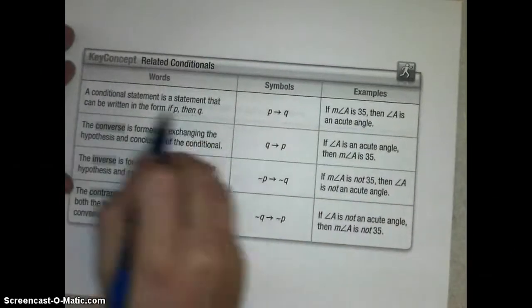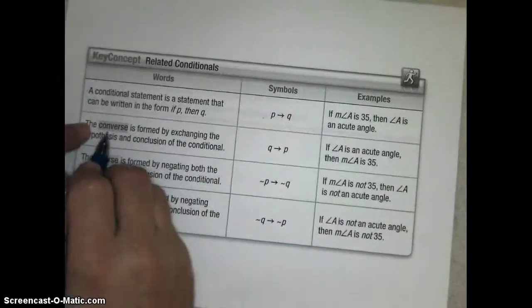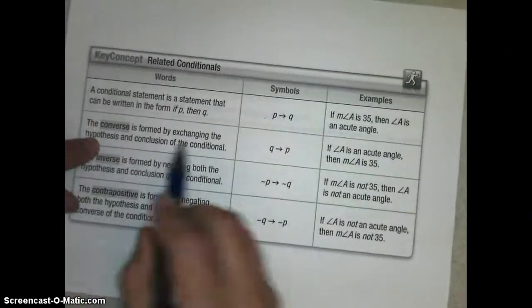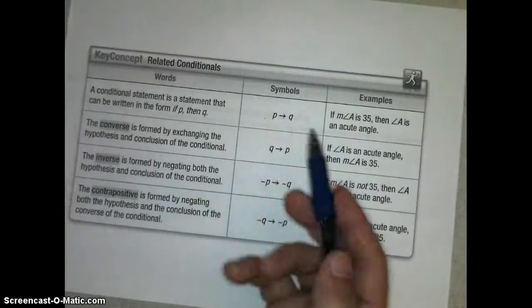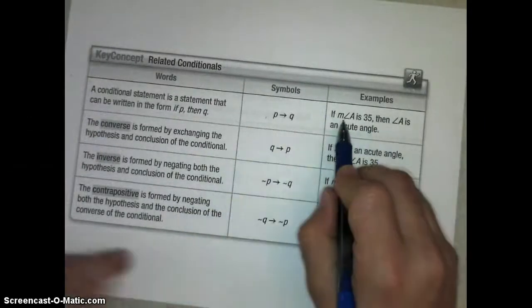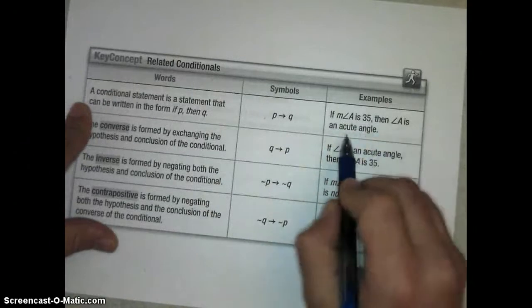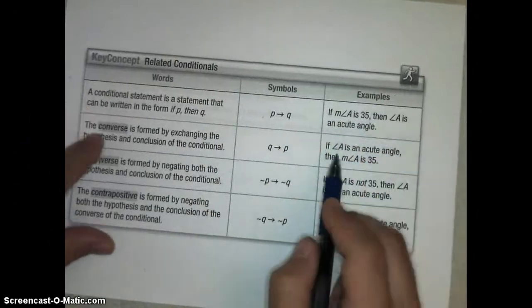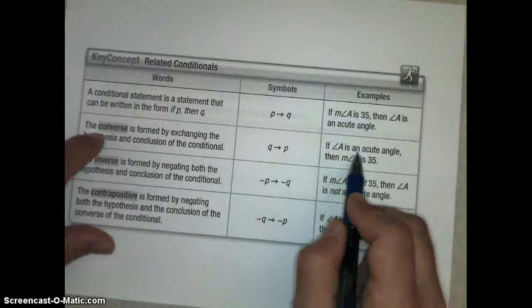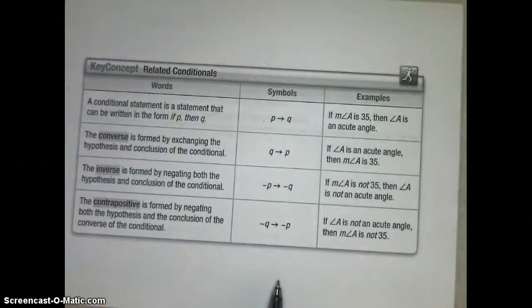So if we have our original conditional statement, if P, then Q, the converse of that exchanges the hypothesis and conclusion. It's taking the opposite logic. If Q, then P. So here's your example. If our original statement is if the measure of angle A is 35, then angle A is acute. The converse is to say if angle A is acute, then its measure is 35. You exchange hypothesis and conclusion.